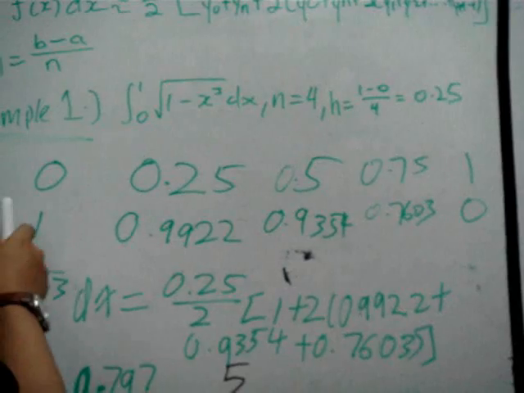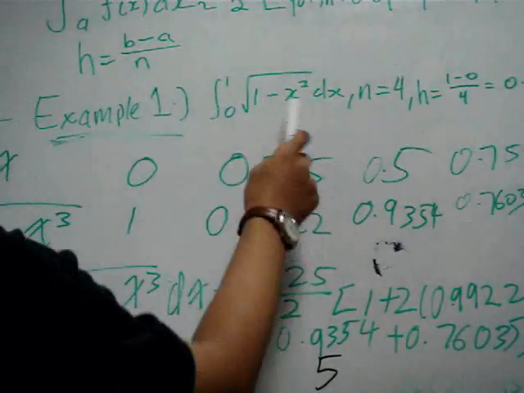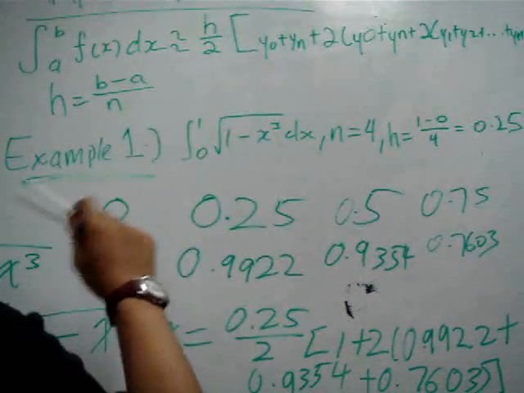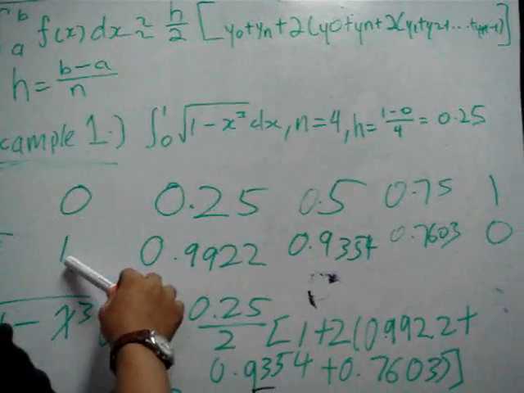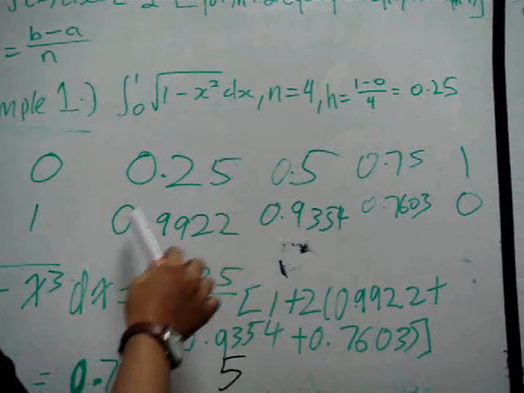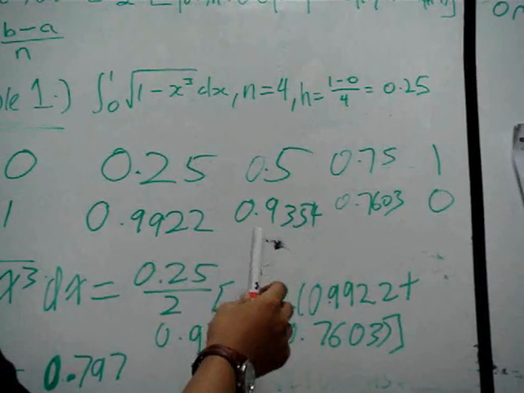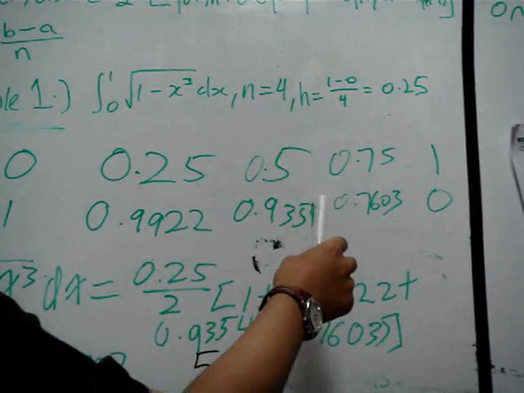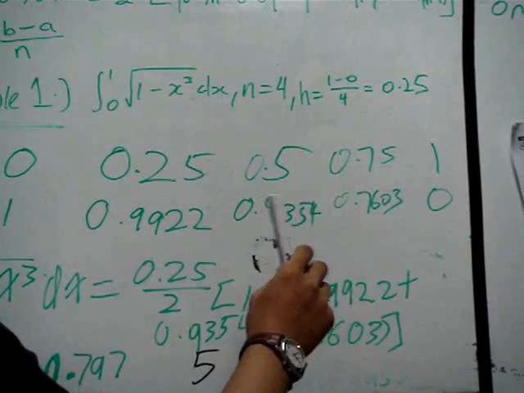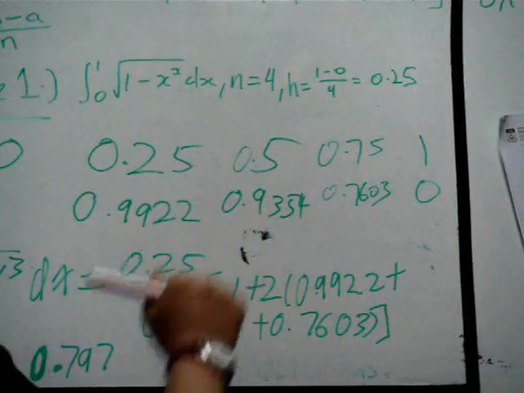And the y-axis is given by this. So we substitute in the x value, therefore we got 1. And for 0.25, we got 0.9922. For 0.5 we have 0.9354, for 0.75 we have 0.7603, and for 1 we have 0.